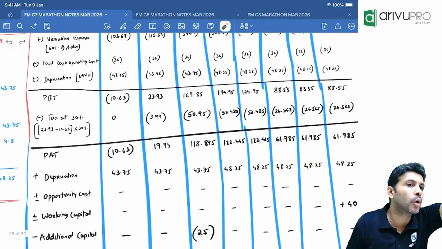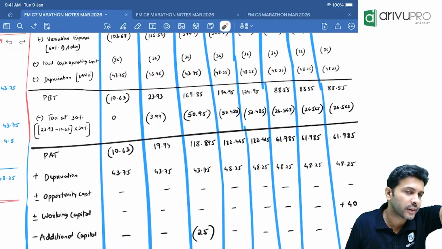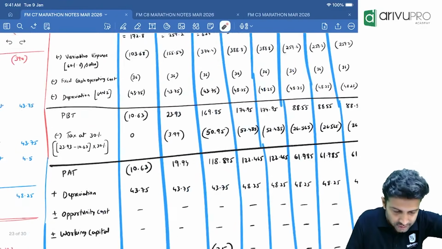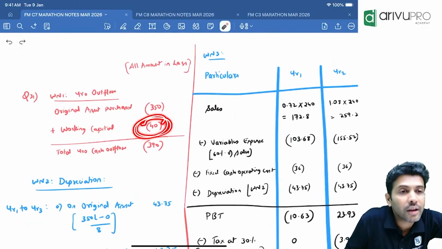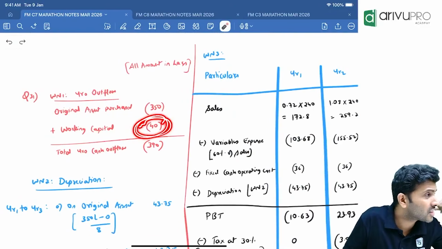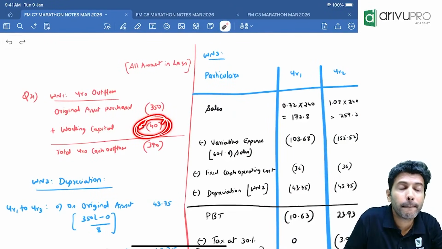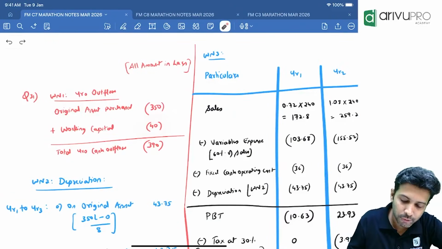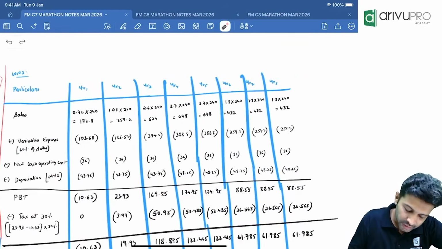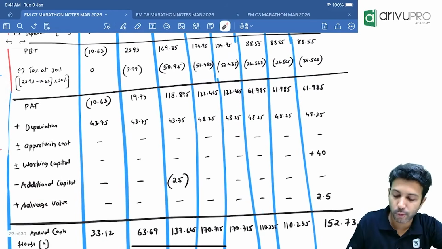Then O was. O for opportunity cost, not there. W for working capital is there. How much working capital? 40 lakh. You already considered as year 0 outflow. Now, inflow. End of the project inflow. Here, project is ending at year 8. In year 8, 40 as an inflow.